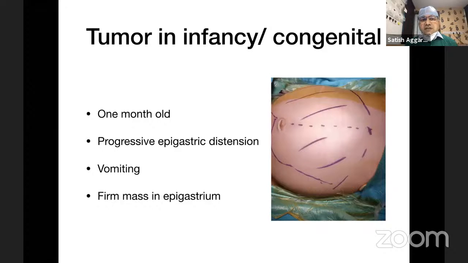Now, when there is a tumor picked up in early infancy, which may be congenital, this is a good example. So this is a 1-month-old child, and the parents have noticed progressive epigastric distension with vomiting. And there's a firm mass felt in the epigastrium. So this is a 1-month-old child. And when we questioned the parents, they said, well, when he was born, he was full in the epigastrium, but we didn't pay much attention.